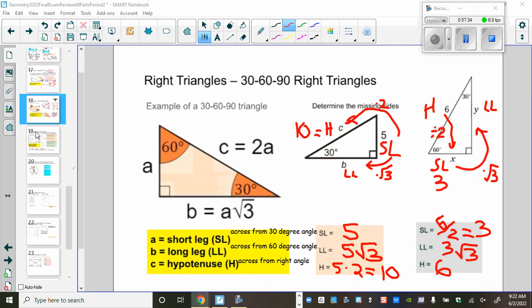Questions on this problem? Again, know the relationship between short leg and hypotenuse. Okay, hurry up. You don't have a whole lot of time.